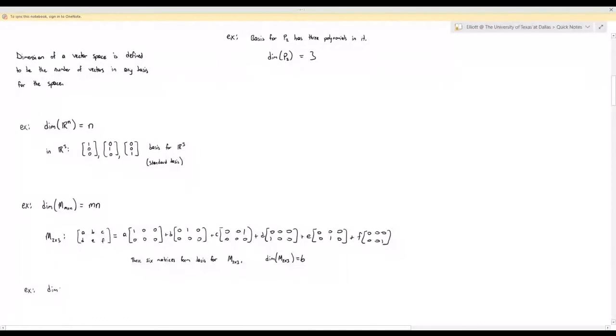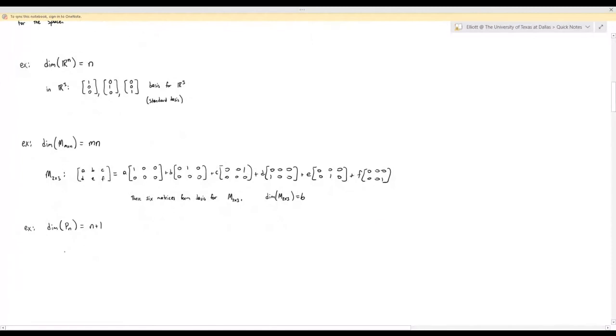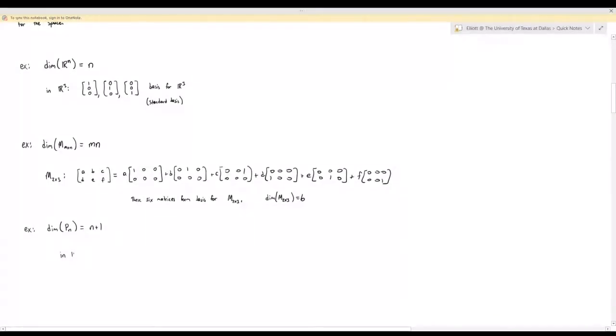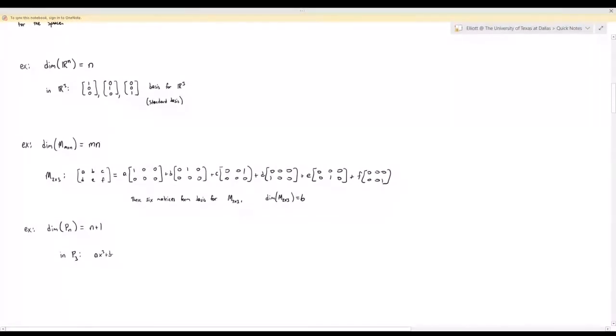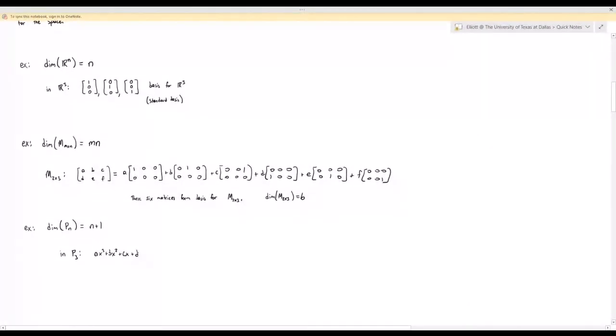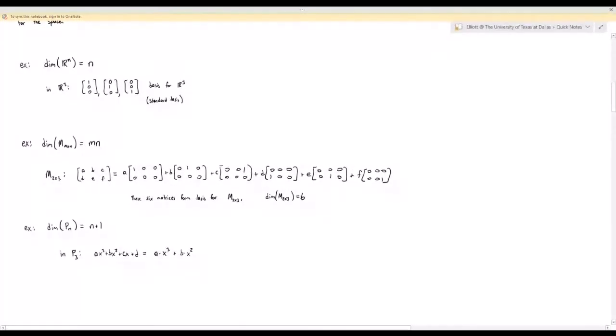Lastly, for the dimension of the space of polynomials of degree less than or equal to n, the dimension of Pn is n plus 1. Let's say, as an example, we look at the space of polynomials of degree less than or equal to 3. Such polynomials would look something like this in general. And this is already naturally a linear combination of the polynomials x cubed, x squared, x, and then the constant polynomial 1. So these 4 polynomials span P3.